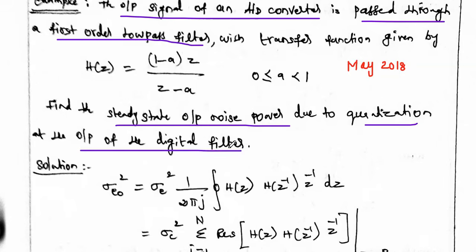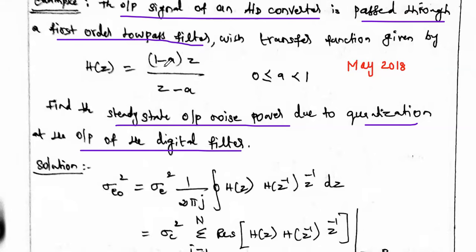Before that, in the previous three videos, we measured the quantization noise power at the input and output of the digital filter. In one problem, the H of z value is given. In another problem, the difference equation of the digital filter is given. In the third problem, the signal flow diagram of the digital filter is given. From the diagram, we first calculated the difference equation, then by taking the z transform we calculated H of z, and then proceeded. Here in this problem, the transfer function of the digital filter is directly given.